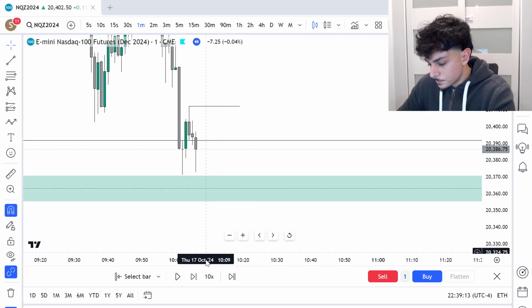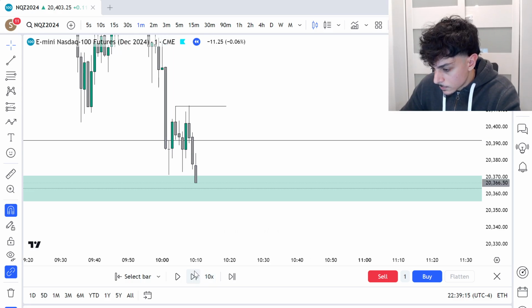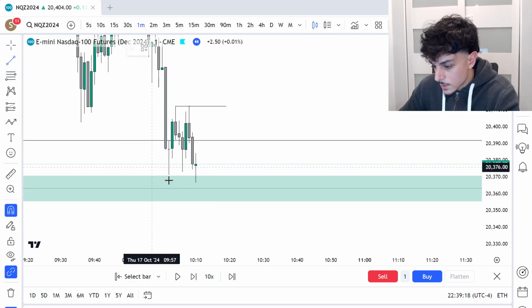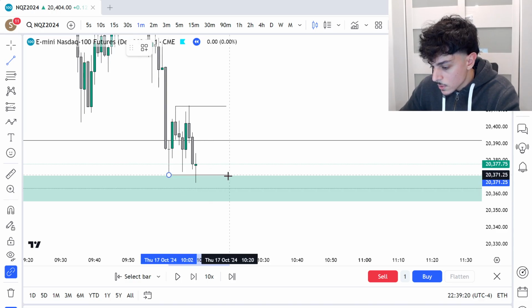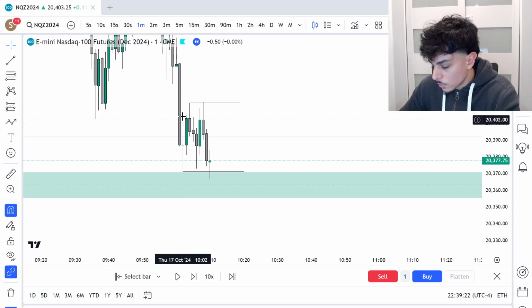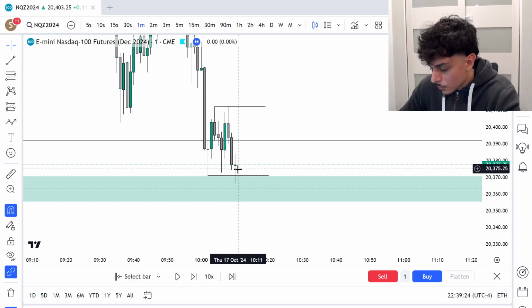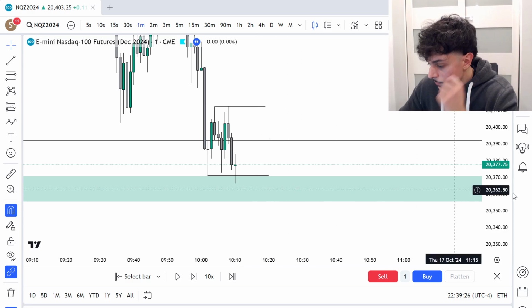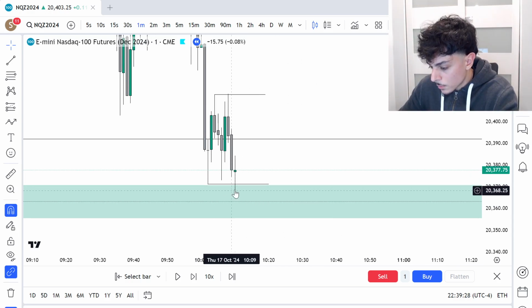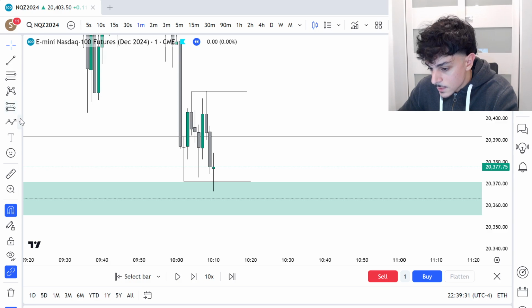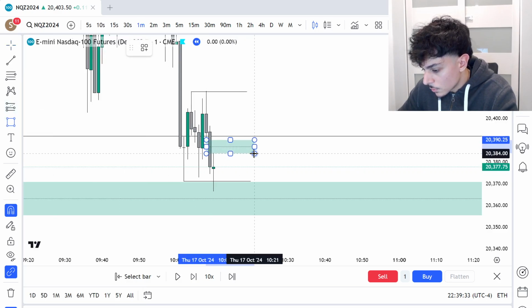So right here, you wait, and then you have exactly that setup for me. You sweep this low, this internal low, the 1002 low, perfectly. You cannot close below it. You see how you respect that 4-hour fair value gap. Then you have a singular fair value gap created on the 1-minute chart.